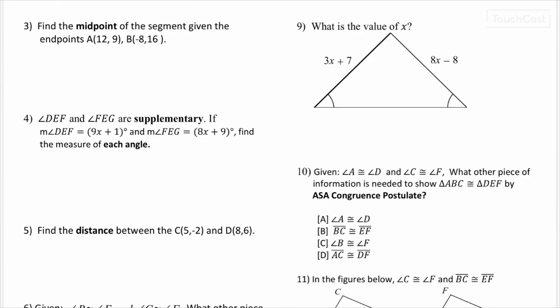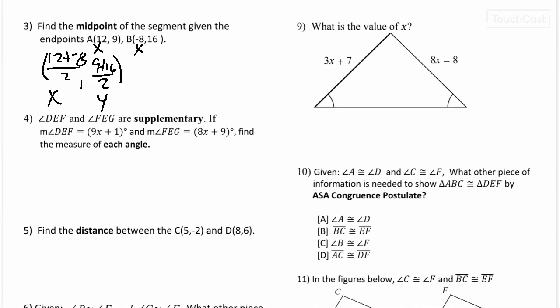Okay, now for the midpoint, remember it's just the averages. These are the x's. And when you have a midpoint, these are the x's. So I'm only going to add the x's in this first one. So it's 12 plus negative 8. And then we're going to divide it by 2. Remember, midpoint is divided by 2. And then 9 plus 16 divided by 2. Remember, this is the y position, so only the y's.